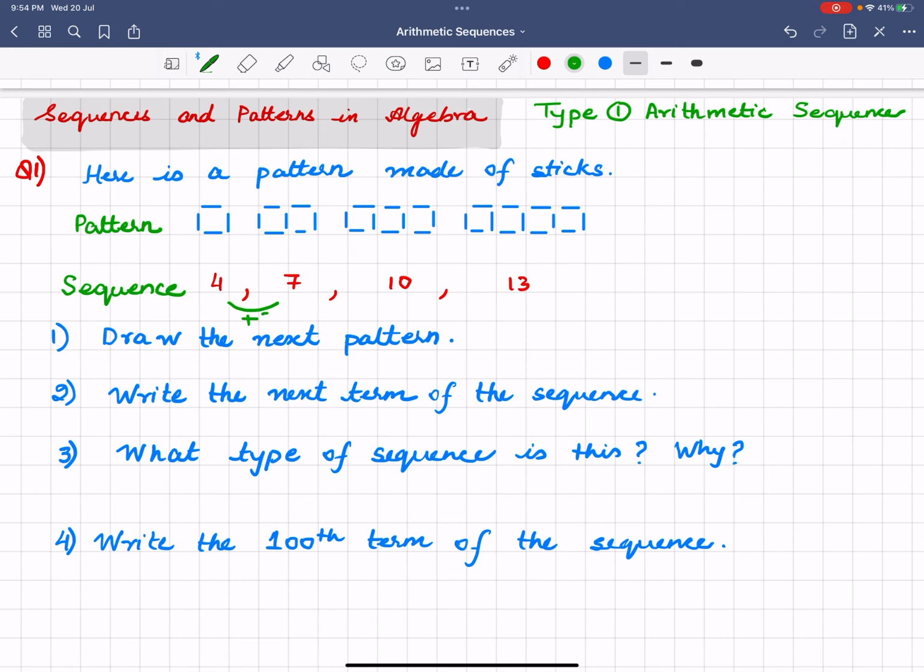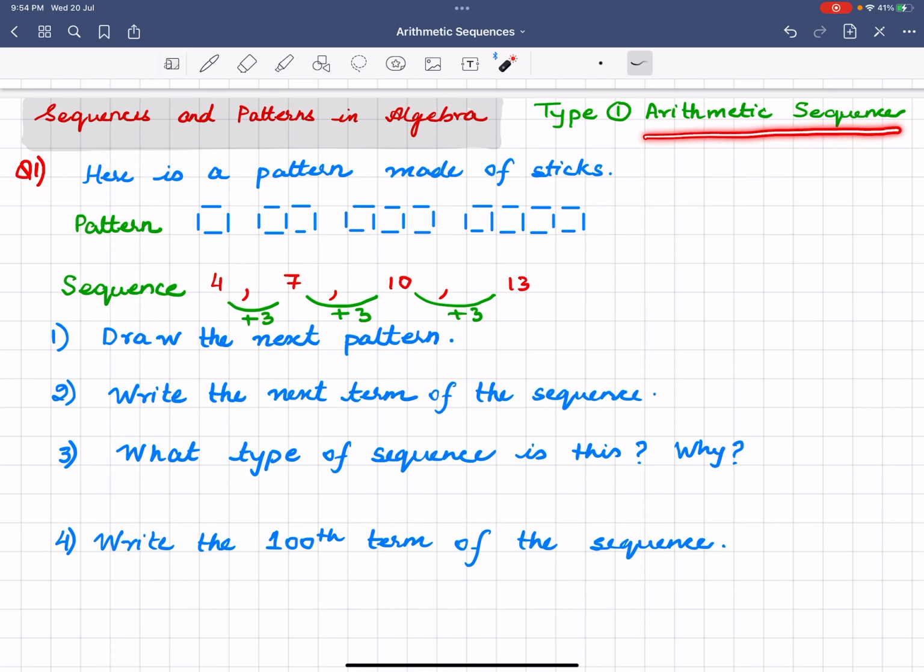If we observe, we can see that the terms of the sequence have a common difference. 4 plus 3 gives me 7. 7 plus 3 gives me 10. 10 plus 3 gives me 13. So here my terms are 4, 7, 10, 13, and my differences are 3, 3, 3. So I have a common difference which is 3. This type of sequence, where we see a common difference between terms, is known as an arithmetic sequence.